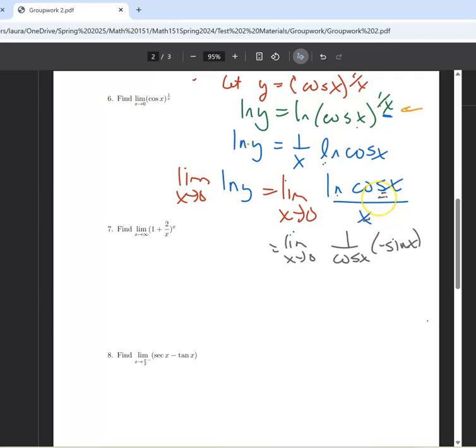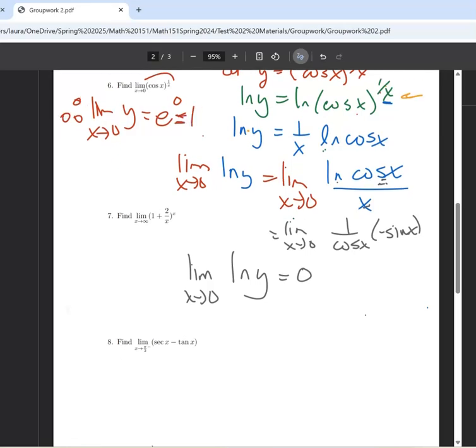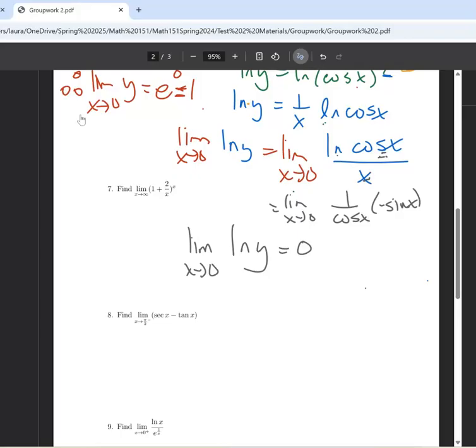Derivative of x is just 1, so this gives me 0. Okay, so what does that mean? The limit as x goes to 0 of ln of y is 0. So I can conclude, the limit as x goes to 0 of y, or you could rewrite that original thing, is e to the 0. So that's 1, right? Important last step: take e of the answer since you took ln in the beginning.